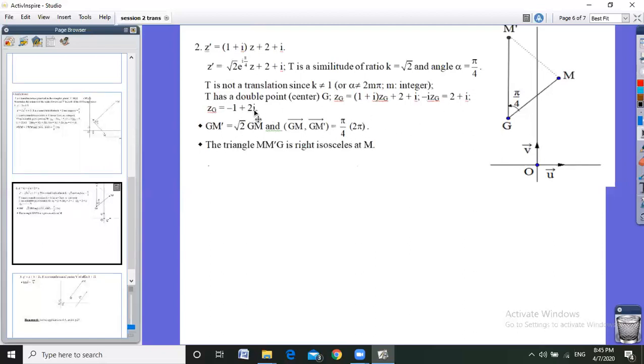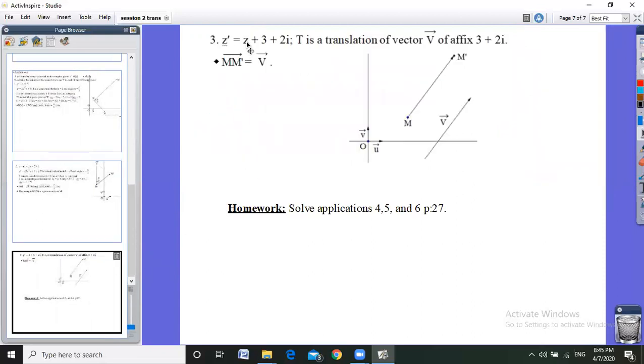The affix of the center, we get it: minus 1 plus 2i, and omega M prime equals radical 2 omega M. The triangle omega M prime M in this case is right isosceles at M, since we have here pi over 4, and omega M prime equals radical 2 omega M. So this triangle is right isosceles at M. We can say omega M prime M also is direct right isosceles at M.